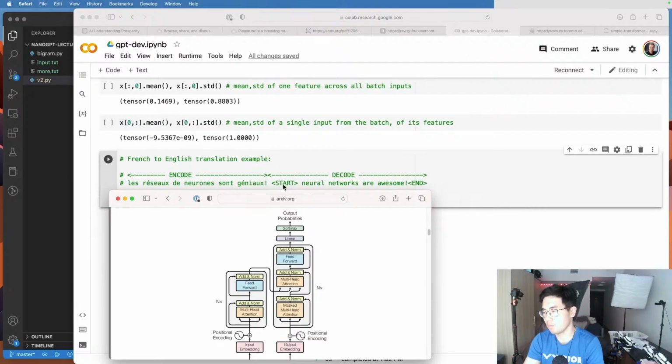And then you start off the generation with a special token called start. So this is a special new token that you introduce and always place in the beginning. And then the network is expected to output neural networks are awesome, and then a special end token to finish the generation. So this part here will be decoded exactly as we've done it. Neural networks are awesome, will be identical to what we did.